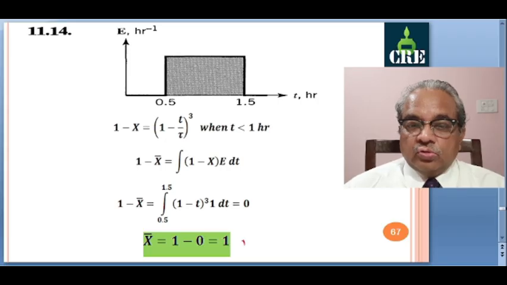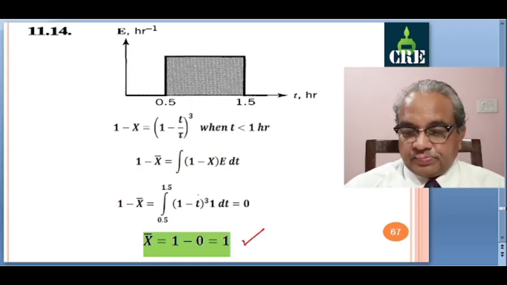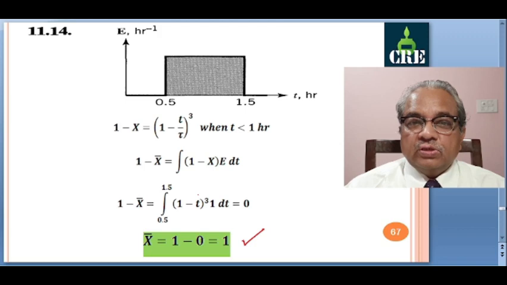So finally, you get this as 0 when you substitute the limits of integration. That means mean conversion will be 100% now. Mean fractional conversion is 1. So 100% conversion in this case. You can compare all the three cases.